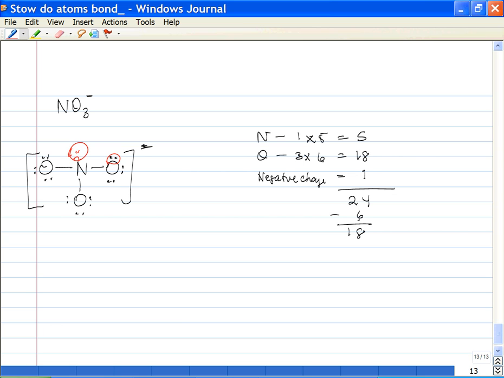But if you look at these, how do we know which one? Because they look identical, right? In each case, you've got a nitrogen bonded to an oxygen that has 6 electrons. So do we take it from here? Do we take it from here? Or do we take it from here?